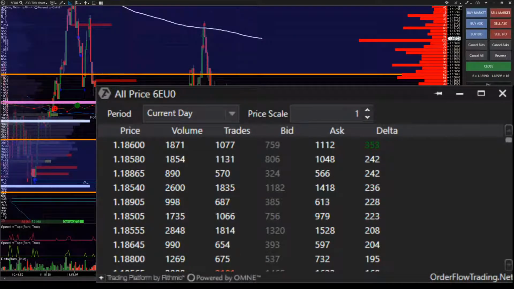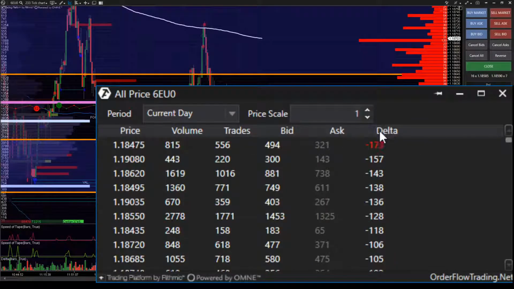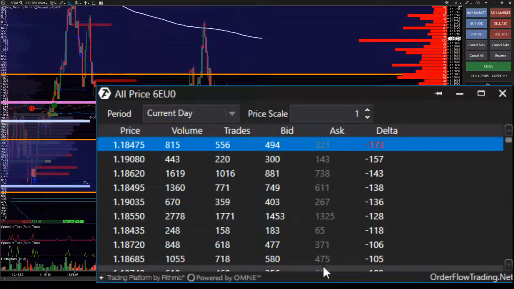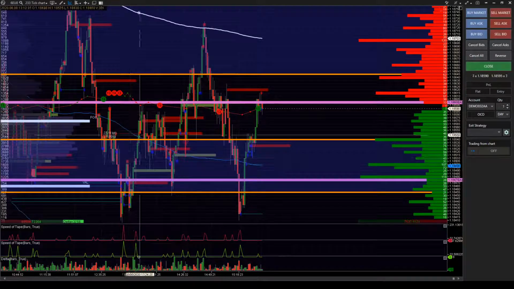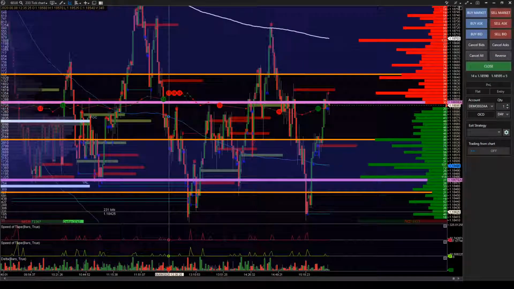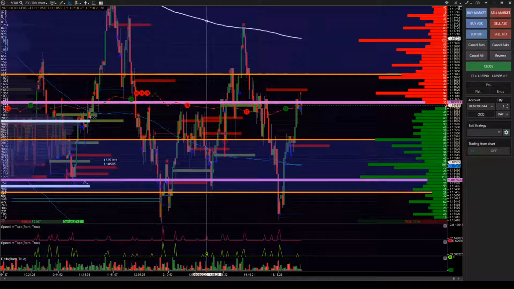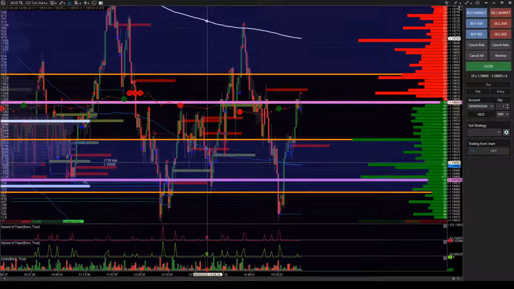Let's see what it was during the day. Where is that price? Okay, we got it here. 1.18475. So I'm going to put a horizontal line in the chart as well. Let me take this off the screen so you can see the horizontal line. It's right here, and it coincides with the volume area we were looking at in the beginning.